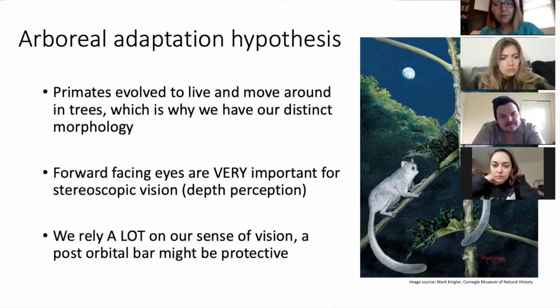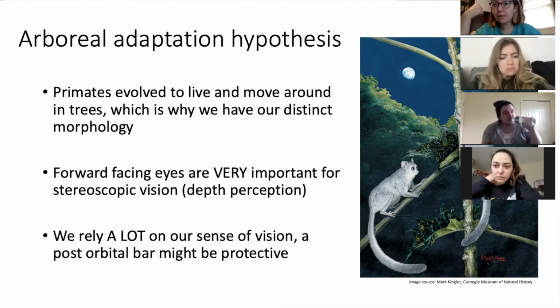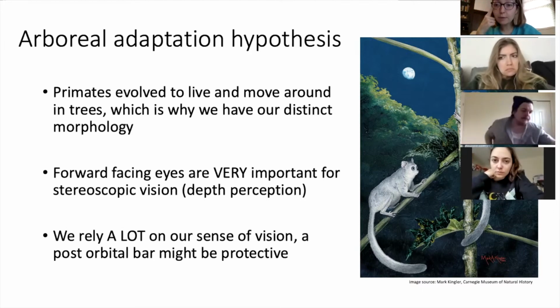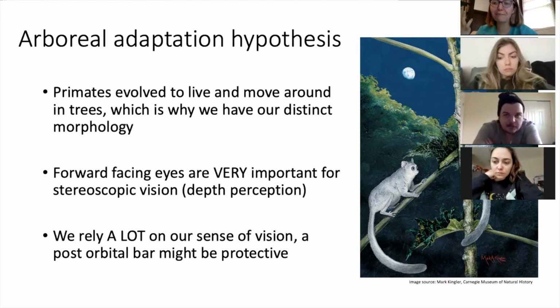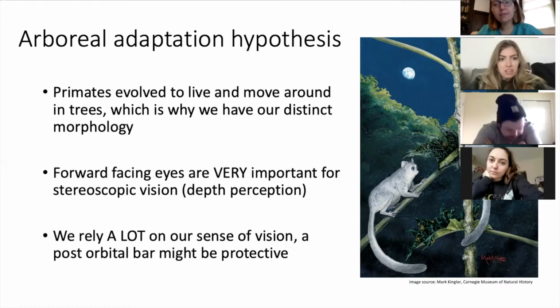Also very important with this arboreal adaptation hypothesis is the fact that we rely so much on our sense of vision. Primates have terrible senses of smell. We have pretty poor hearing. Our sense of vision is really the thing that helps us move about and through the world. The postorbital bar is thought to possibly be a protective skeletal feature. If you get hit in the side of the head, this postorbital bar is going to protect your eye. Essentially, it stops your eye from getting popped out. So it's really important that we have functional vision so we can move through our world. All of this is related to trees.